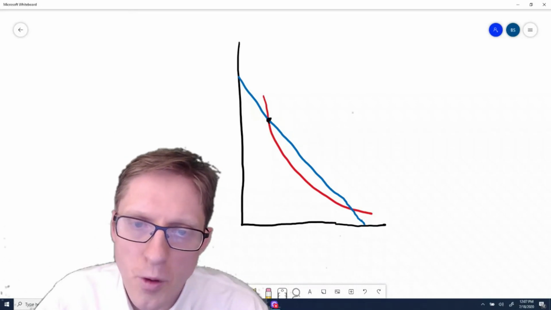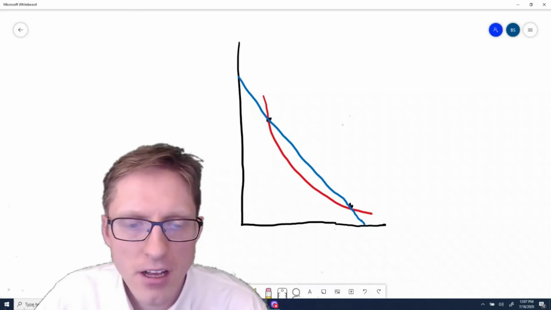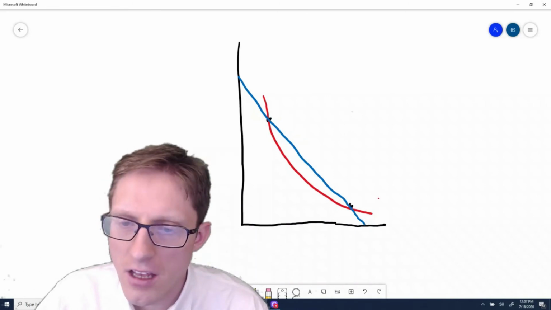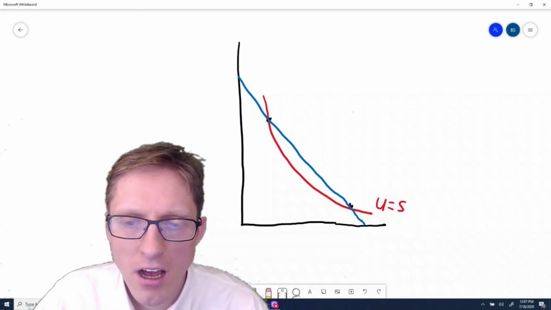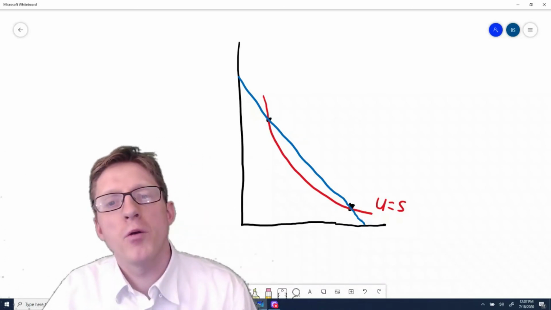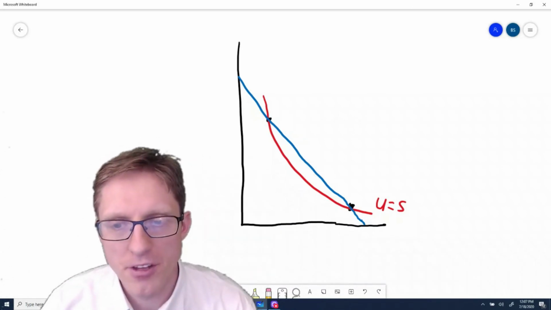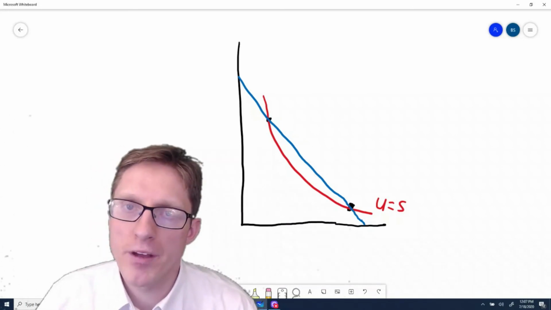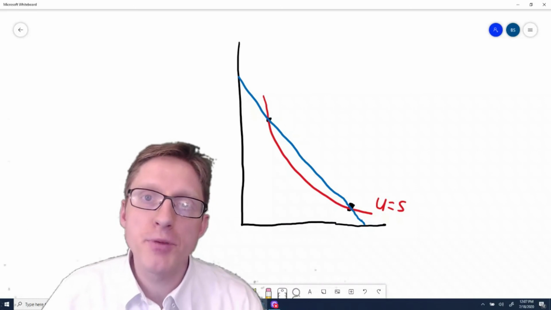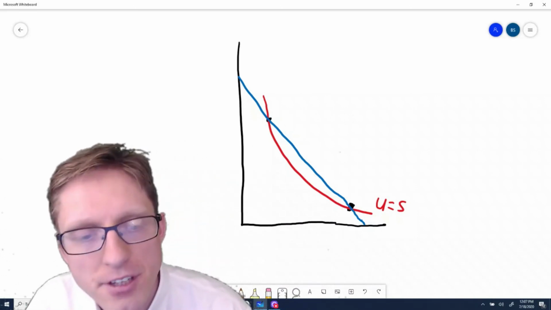So let's look at these 2 points here. And these points right here, these black points right here, they are points that fall on both the indifference curve and the budget line. So it's a point where the person is spending their entire income. But these are not going to be points that are optimal. These are not going to be points that maximize the consumer's utility.